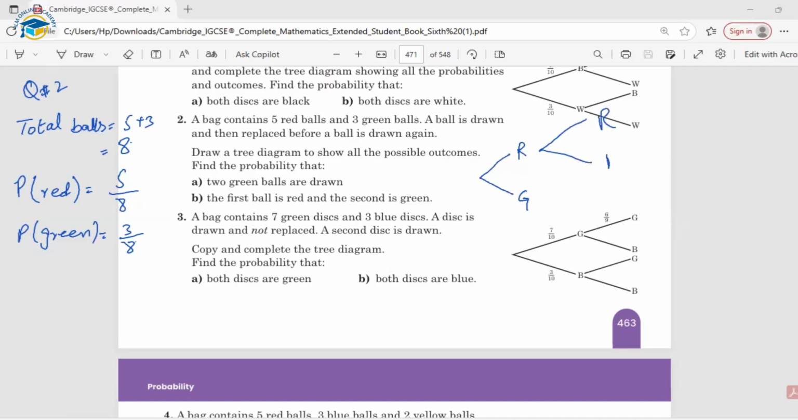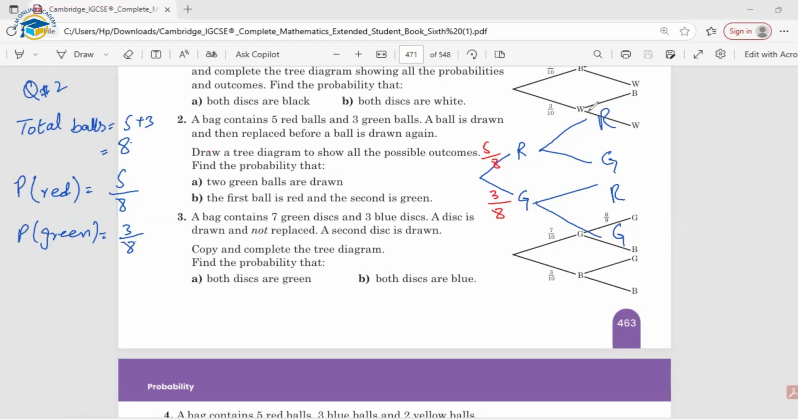Red and the green. Here as well, red and the green. Okay. Now above that, we will be writing all the possibilities. As they're saying the ball is drawn and then replaced, so it means that your total probability will not be affected. Okay. So red ball probability is 5 by 8 and the green ball probability is 3 over 8.